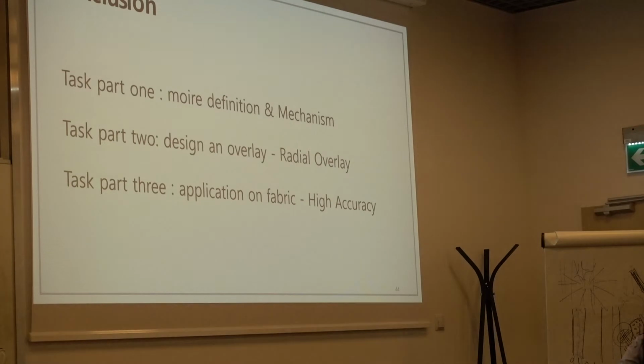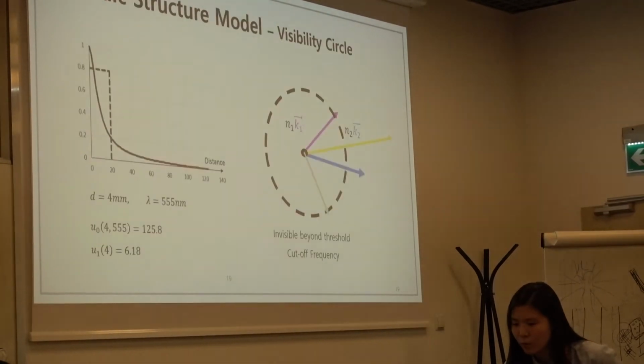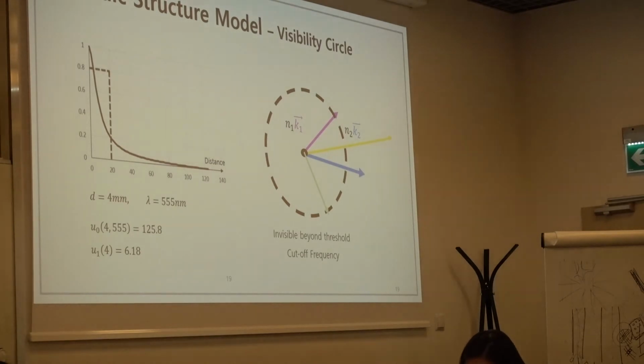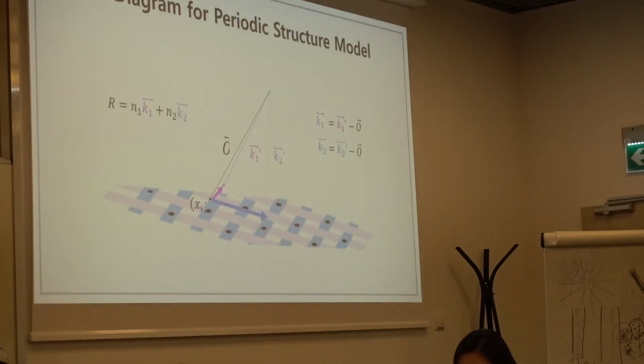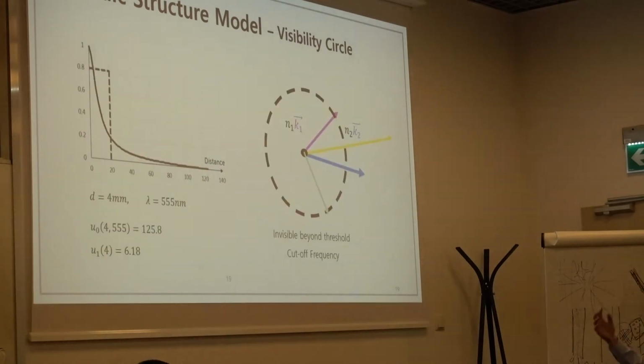And when talking about the visibility circle, you can see that the D is the diameter of the pupil, so we can just put in the diameter of the camera lens to solve for the visibility circle and which one would be inside the threshold. So that is enough for explanation, I think.